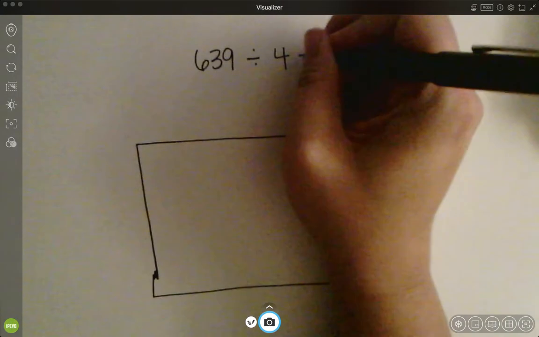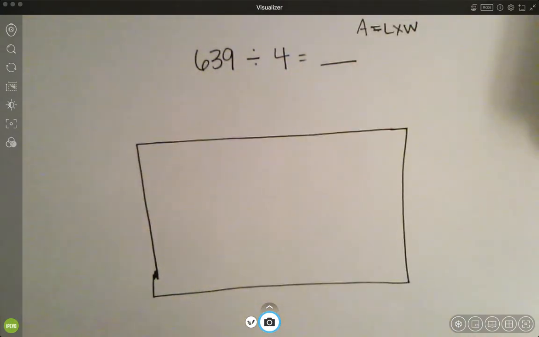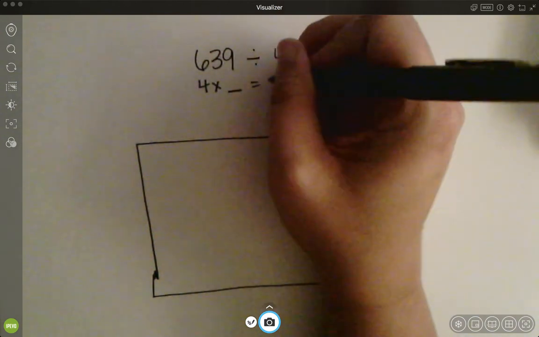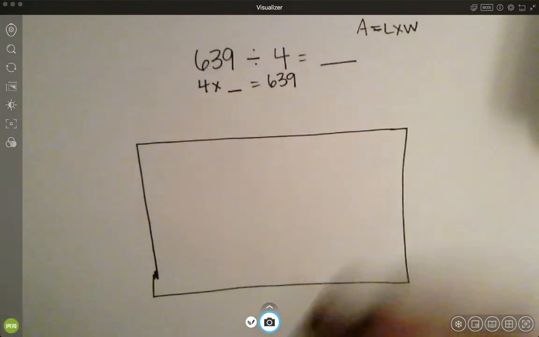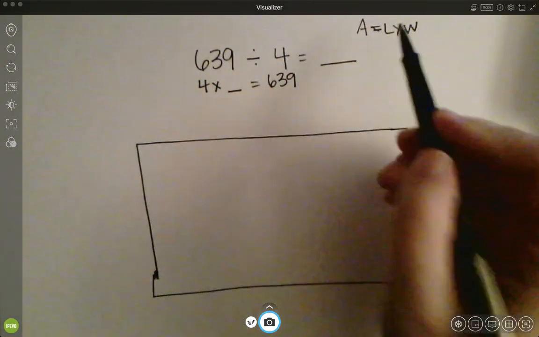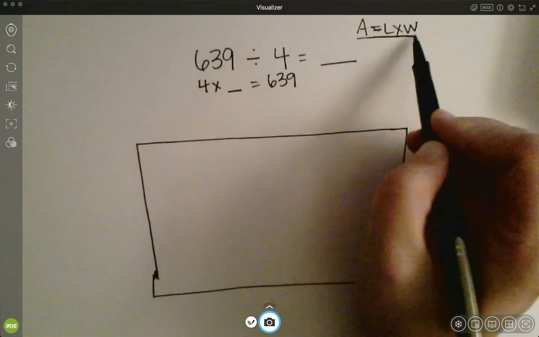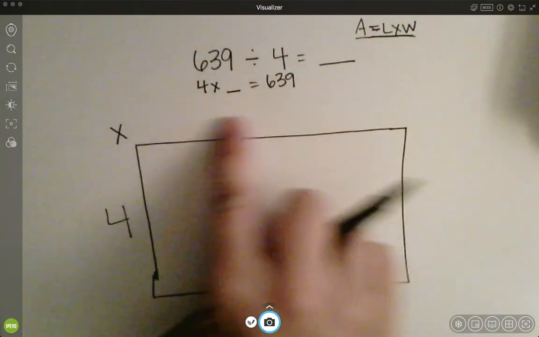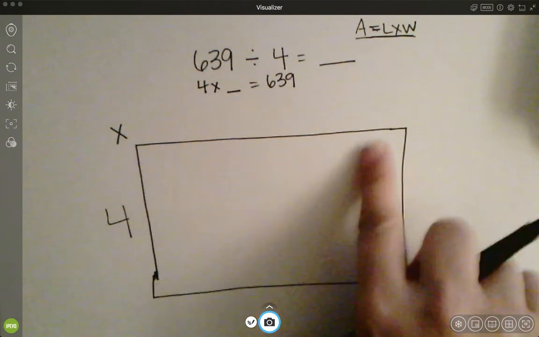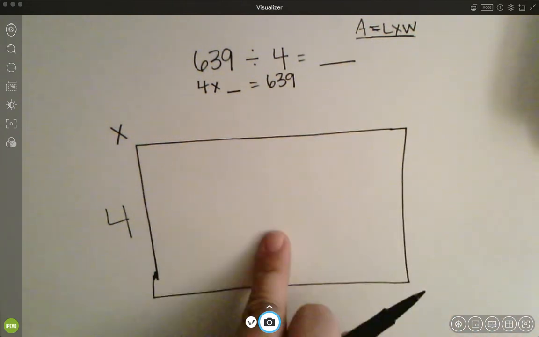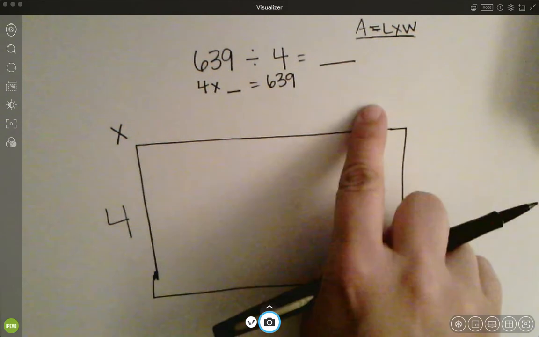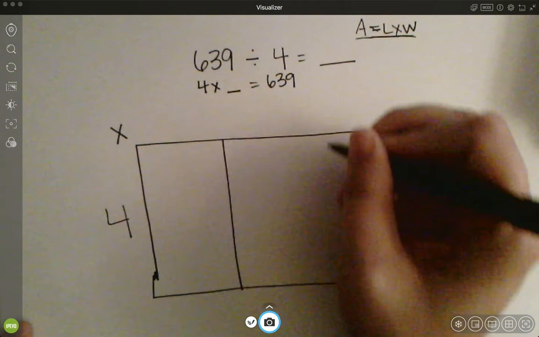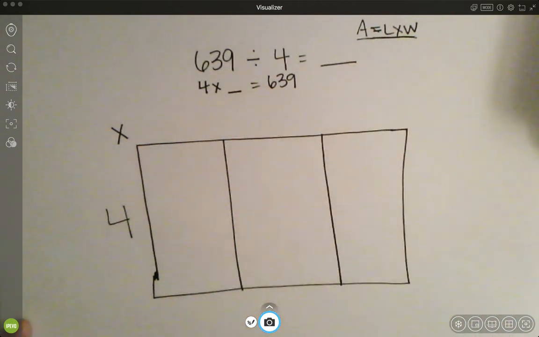So when I'm solving a division problem that I don't know, I can think, well, okay, 4 times something is going to get me the 639. So if I were doing my area for length times width, I know 4 times something up here will get me 639, which would be what's inside. I don't know yet. That's what I'm looking for. So I do know 639 is going to be inside of this box. So let's go ahead and put that there.